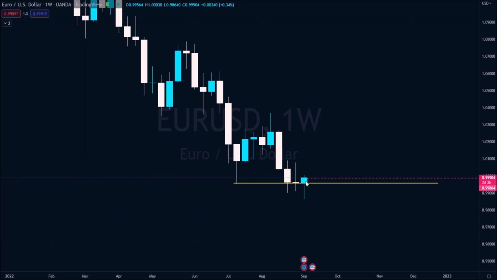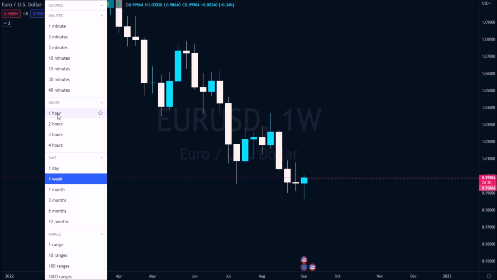My overall bias is bearish though, so I'll be marking out this previous weekly high here and here, to see if we can come up, get back below, and then look to continue on our journey to the downside. How high this goes, I'm not too sure, but it's something that I'll be keeping an eye on.